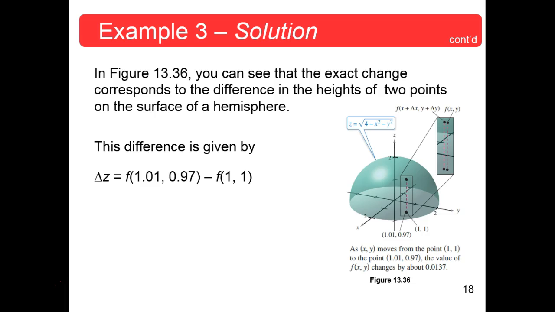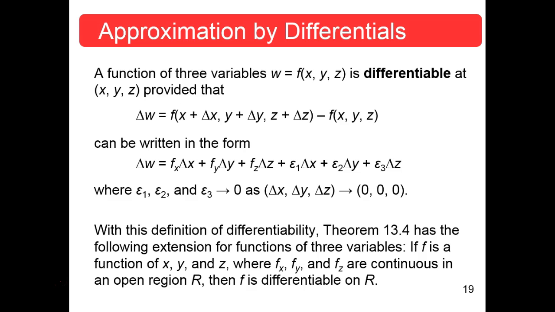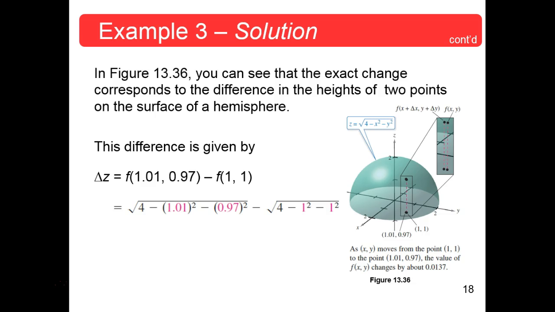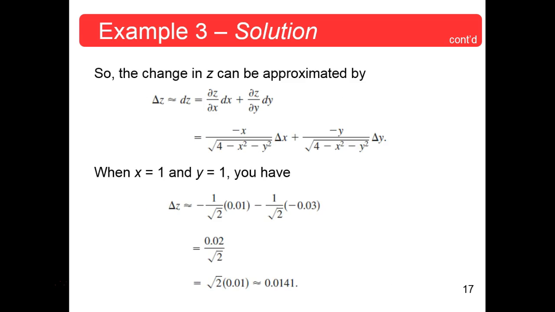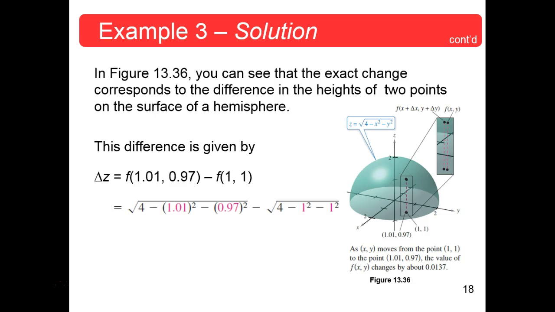The difference is given by this, okay? And you did that calculation and came up with 0.0137. And so the other gave you 0.0141. So not much of a difference at all.